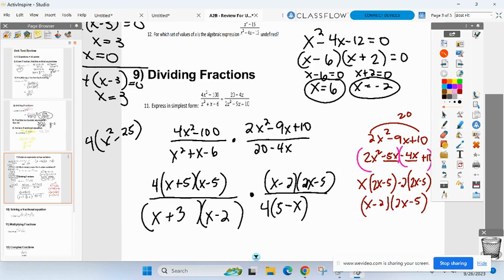All right, everyone's favorite time now. Crossout time. The x minus 2s, they can go. Can the 4s go? Yeah, why not? 4s can go. Yep, they're not attached to anything. And then 'cause they don't have x minus 5 and 5 minus x.